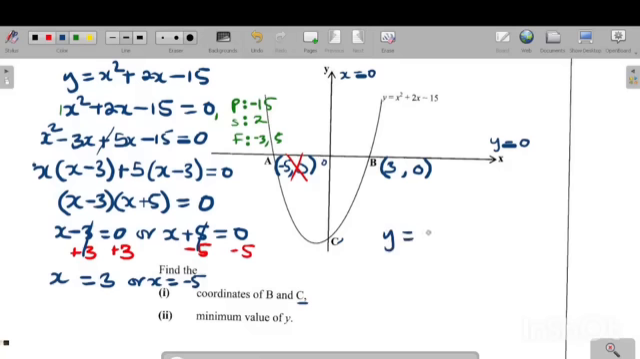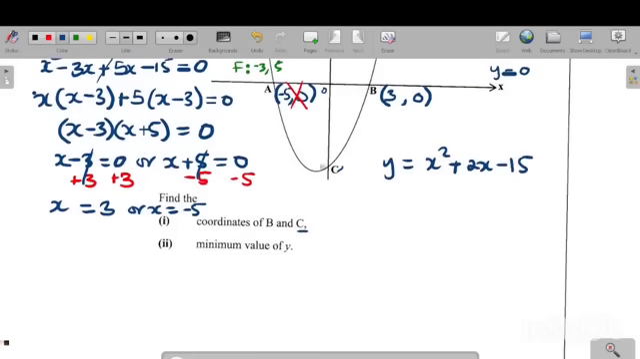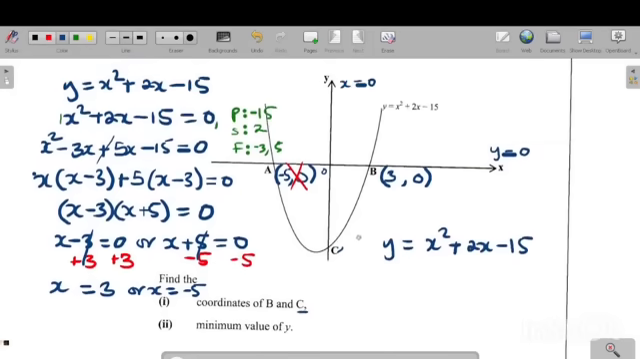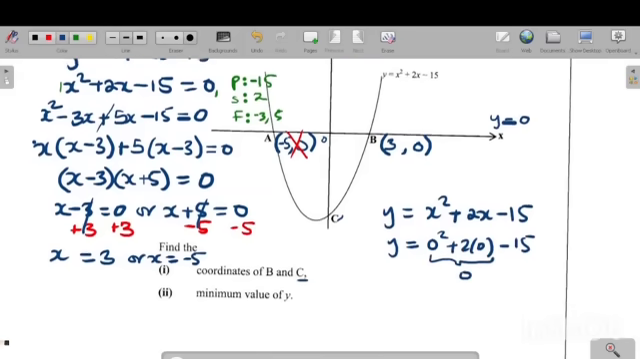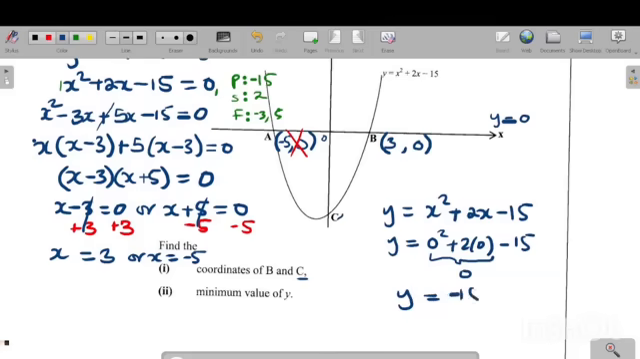Y is equal to x squared plus 2x minus 15 to also find the coordinates of C. But remember, along this line, the value of x is 0. So meaning everywhere where there is x in here, we are going to replace a 0. So we are going to have y is equal to 0 squared plus 2 times 0 minus 15. Okay, so the whole of this thing here is a 0. 0 minus 15 is minus 15.